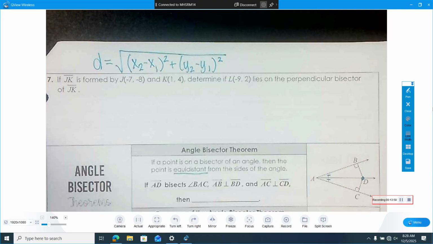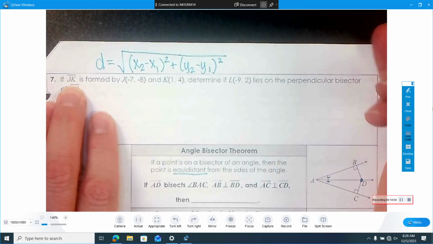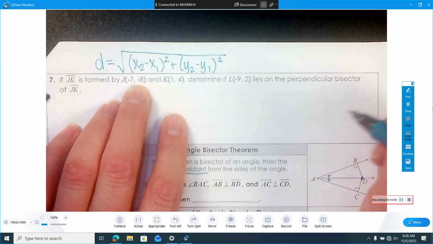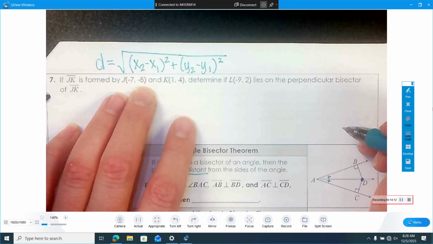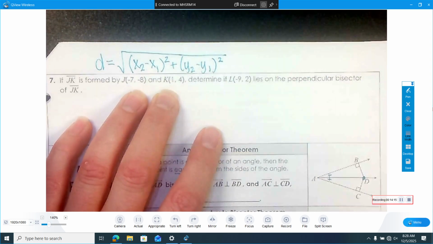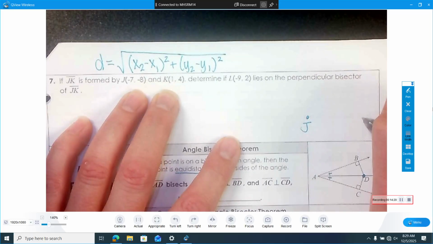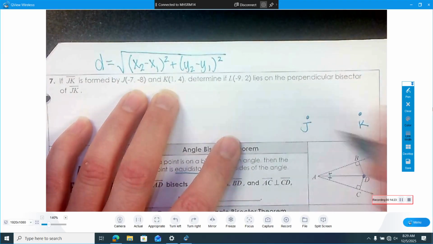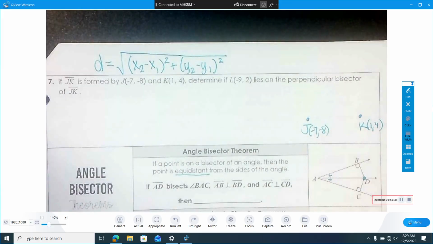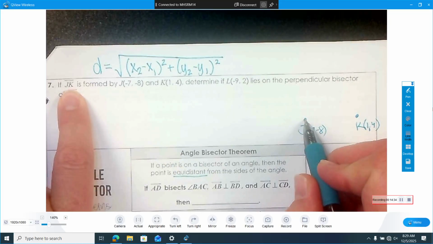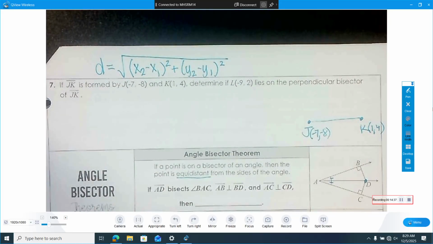Now, I like to draw a picture. Again, when in doubt, graph it out. Draw a sketch. So this says, if JK is formed by point J at -7, -8, and K at 1, 4, I'm just going to plot them and sort of pretend. I'm not plotting them for real, okay? But here's J and here's K. I know that's not where they would be placed, but it doesn't matter. So this is segment JK, and there's a segment connecting them.